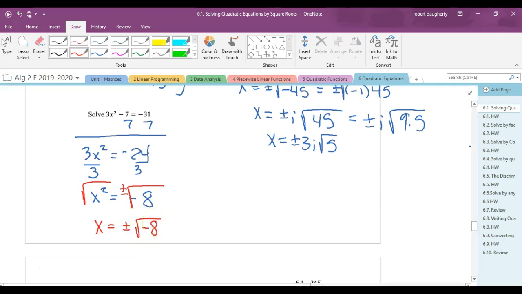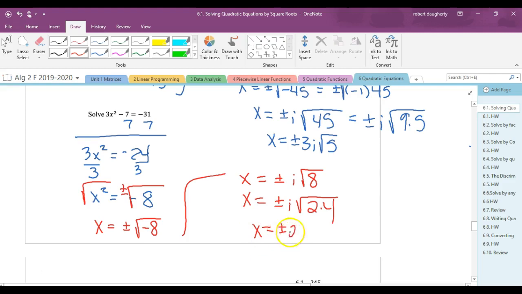Anytime you see a square root and you've got a negative number, what's going to show up? I. So I can just go ahead and write this as x equals plus or minus i square root of 8. Just take that negative outside the radical and it becomes i. And then the square root of 8, so this is x equals plus or minus i, the square root of 2 times 4. So what's the final answer here? Yeah, plus or minus 2i square root of 2.